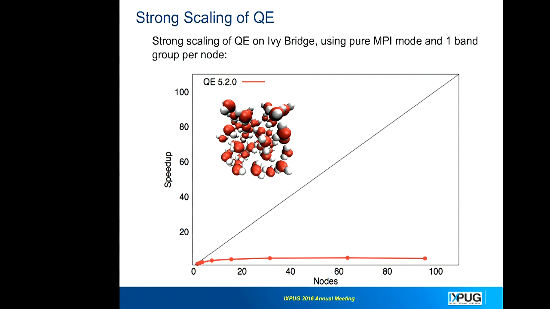People would be willing to perform hybrid DFT calculations a lot more if they could just get decent time to solution. There's a lot of people who are willing to pay the cost just in terms of CPU hours. But if you can't scale up to a large number of nodes, then you're just out of business. And so what we want to look at is improving this.